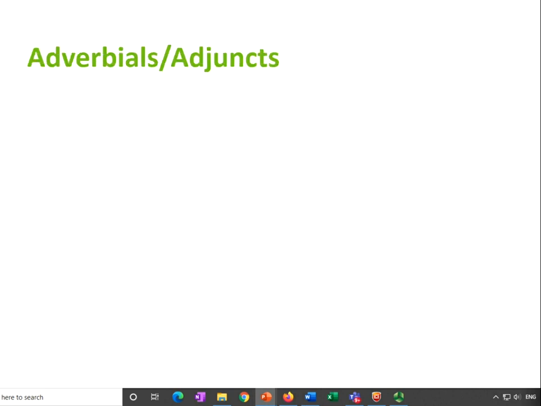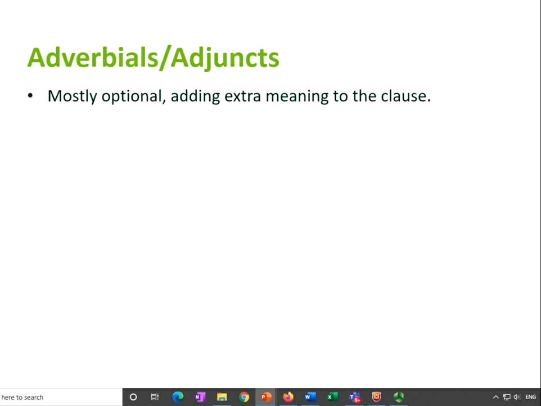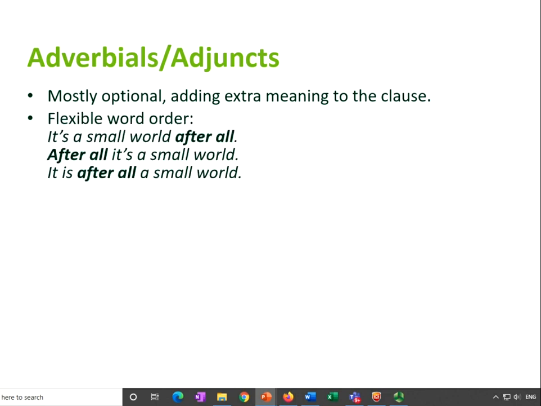Adverbials or adjuncts, and we'll discuss those in more detail later on, but these are mostly optional. They add extra meaning to the clause, and they have very often a flexible word order. So it's a small world after all. After all, it's a small world. It is, after all, a small world.